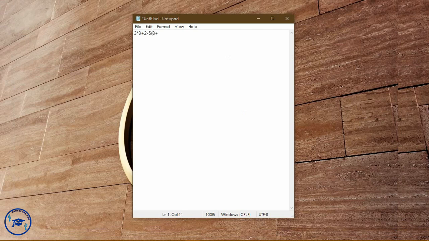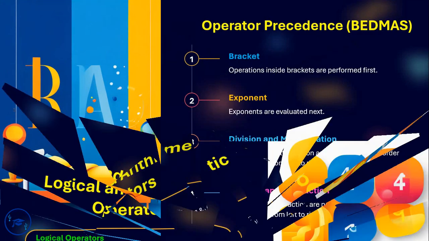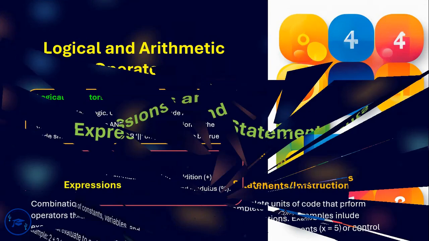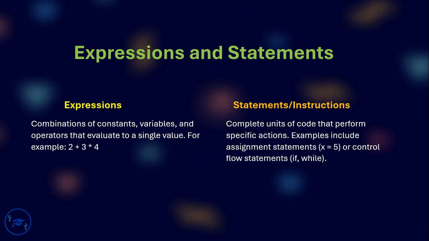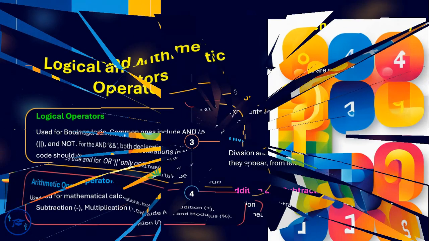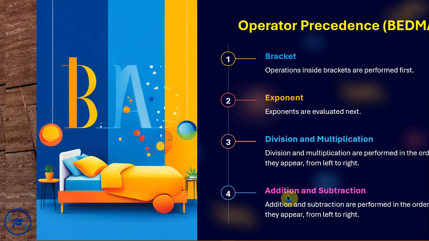8 plus something like 2. Great. So what they want us to do is, looking at the operator precedence in the previous slide, which is BODMAS: brackets come before exponents, before division, multiplication, addition, and subtraction.